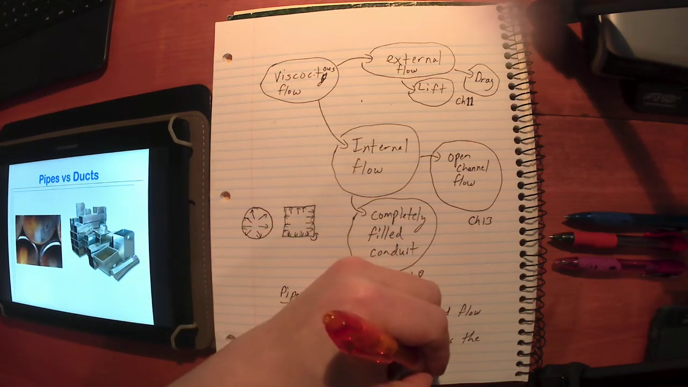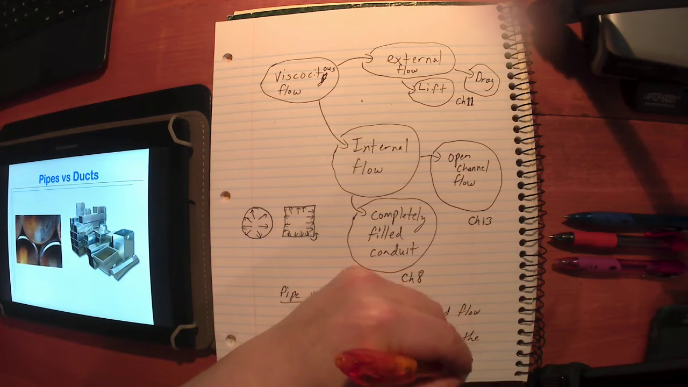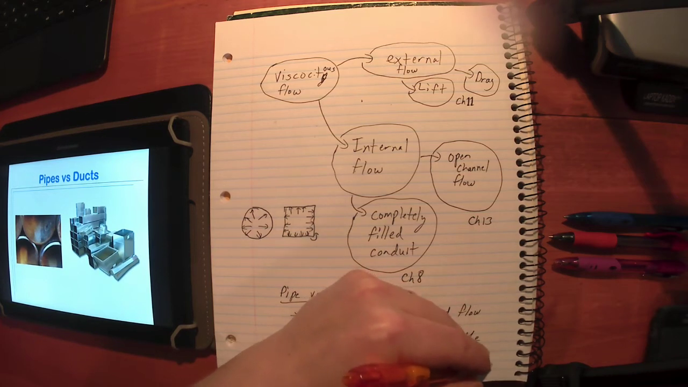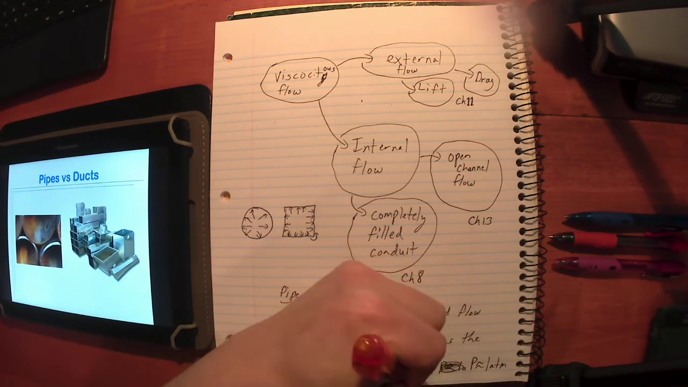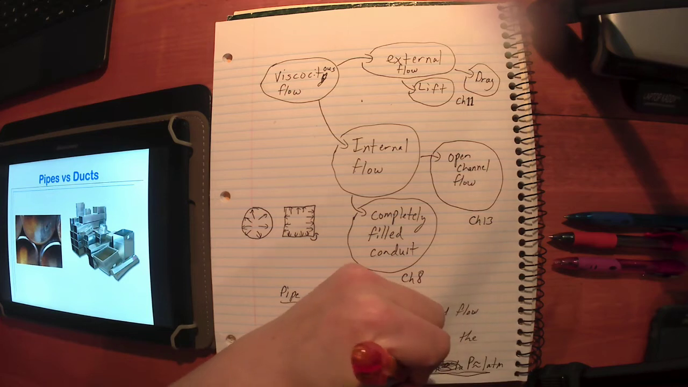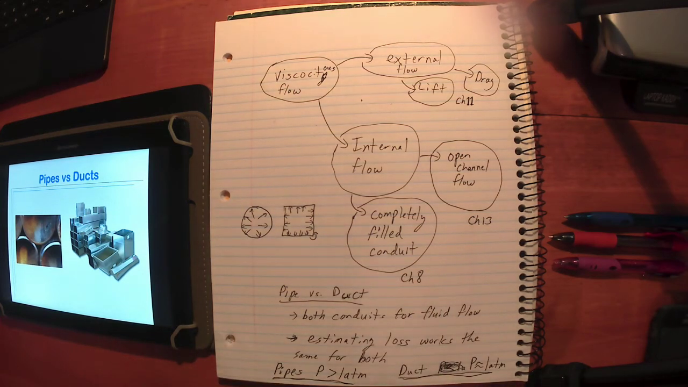So normally we would say a duct is any conduit where the pressure is approximately an atmosphere. Pressure approximately 1 atmosphere. Right. That's normally what we have for ducts. Again, do we care? No, not really. It's a technical term. For us, estimating the loss works the same in both cases.